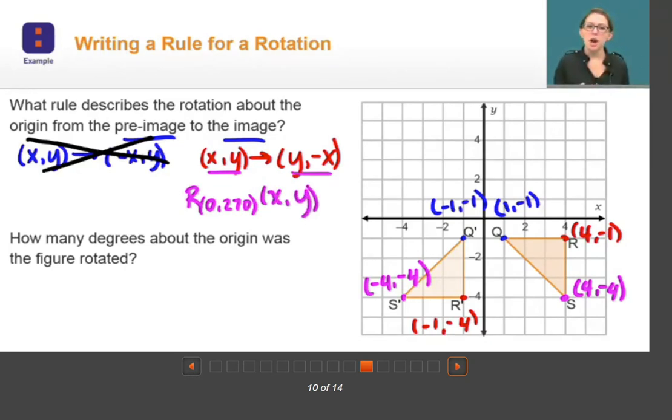So we also want to know how many degrees about the origin this figure was rotated. Well, this is the rule for a 270-degree rotation. So we can say that it was rotated 270 degrees. So knowing this is how we got to this other rule notation.